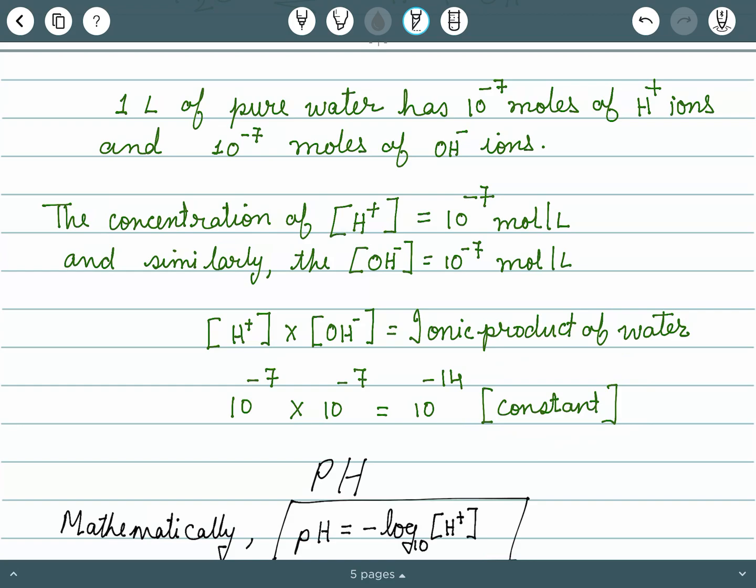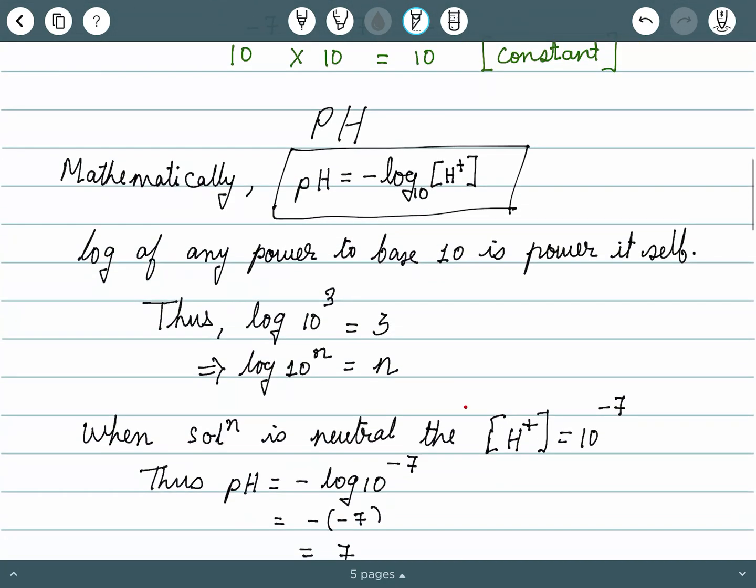Let us try to understand pH with this newly understood concept. Mathematically, how do you express pH? Again, something very new for you, and you will learn about it more in your higher classes. Mathematically, pH is defined as the negative logarithm of the concentration of hydrogen ion to the base 10. I will again repeat it. Mathematically, pH is equal to the negative logarithm of the concentration of hydrogen ion to the base 10.